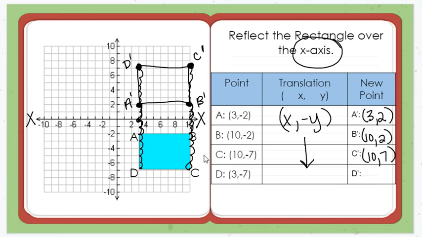C prime. I'm going to put my apostrophe. And the last one, 3, -7. D prime becomes 3, +7. And write 3 up 7. Yes, it is. So notice that now all these are in quadrant 1. So both X and Y are both positive, where they started out in quadrant 4 where the X's were positive and the Y's were negative.